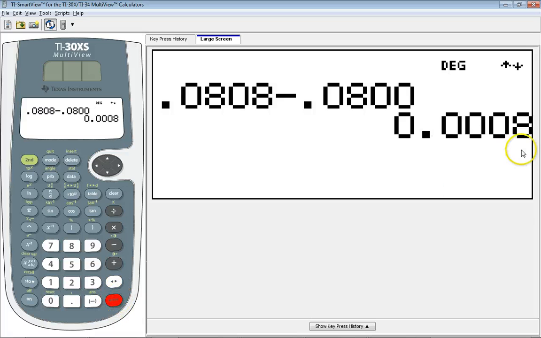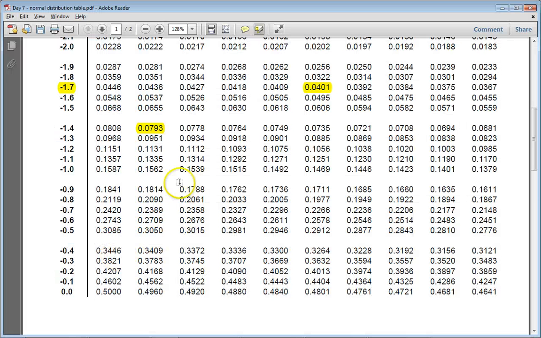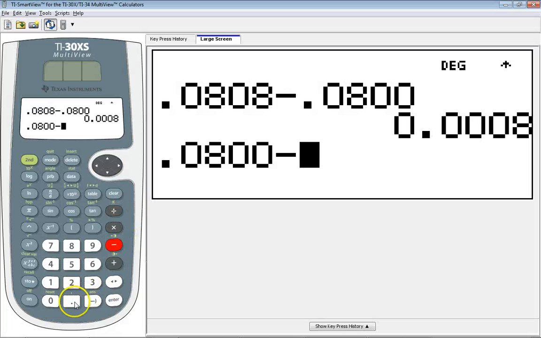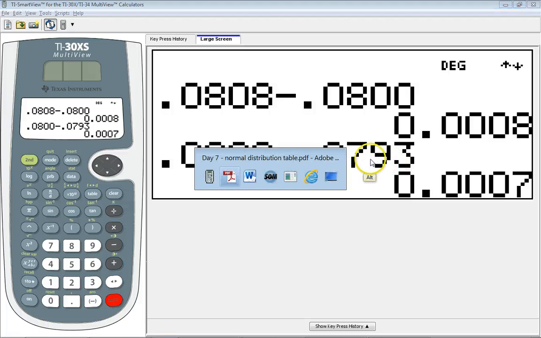Okay, that's 8 away. Now let's subtract the other one. 0.0800 minus, now what was it? 0.0793. Okay, so that second one is only 7 away. The first one is 8 away. So the 0.0793 is a tiny bit closer. So that's the one I'm going to use, guys.